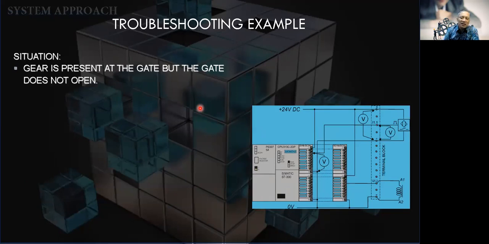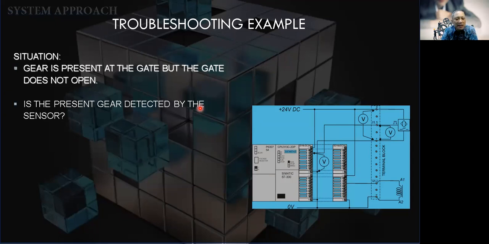So the situation is this. Let's just make a troubleshooting example. The gear is present at the gate, but the gate does not open. What happened? So the question is: is the present gear detected by the sensor? So we check. The sensor is triggered. The LED of the sensor is on. You can look at it here. The LED is on. Okay.